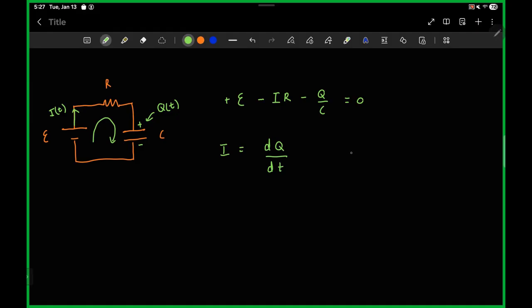It's important to note that in the case of a discharging capacitor, I discharge is actually going to be equal to negative dQ by dt.